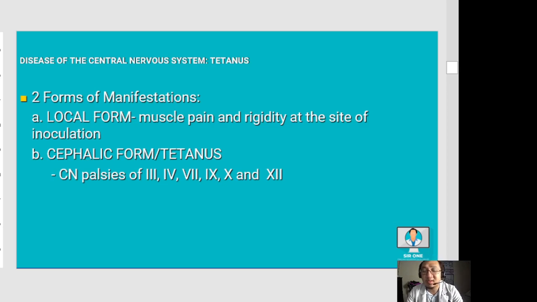And there are forms of manifestations based from one reference. There is a local form and a cephalic form of tetanus. When you say local form, it's only localized, it's only a certain part of the body, and it manifests muscle pains and rigidity at the site of infection or inoculation. And cephalic form is usually systemic in nature. This is commonly termed as tetanus, and several cranial nerves are affected. Example, we have 3, 4, 7, 9, 10, and 12. And depending on the affected cranial nerves, manifestations occur.